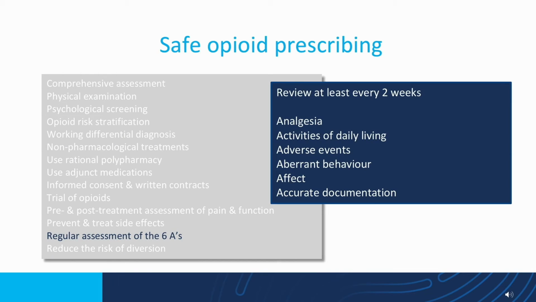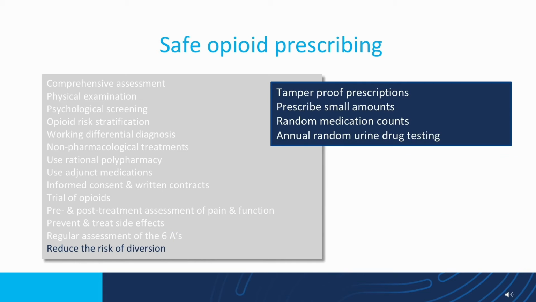Most of us say regular assessment of the 4 A's, but I say it's the 6 A's. See your patients every couple of weeks. Assess analgesia, assess activities of daily living, adverse events and aberrant behaviours. Assess their affect or mood, and of course you want to document everything completely and utterly accurately. Reduce the risk of diversion. Use tamper-proof prescriptions. Prescribe small amounts. Have some random medication counts. Do some urine drug testing. So have a plan that you put to the patients.